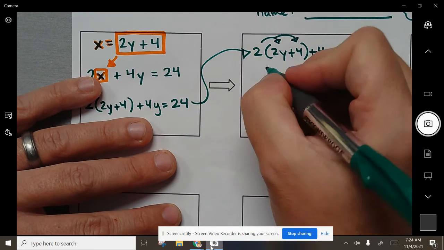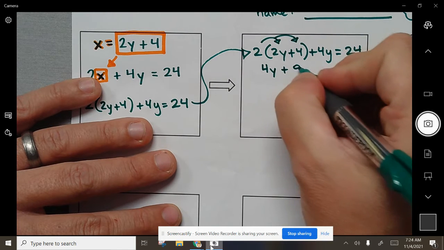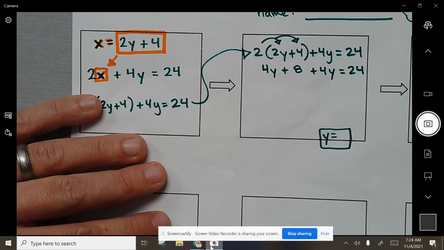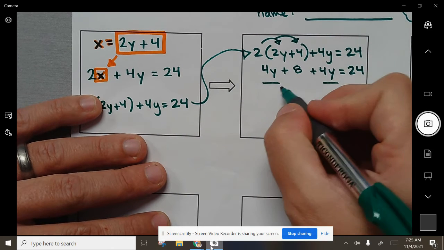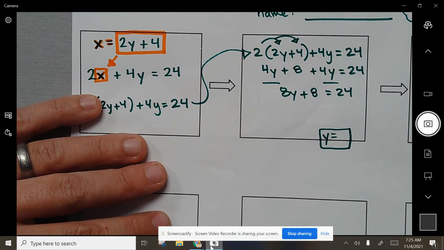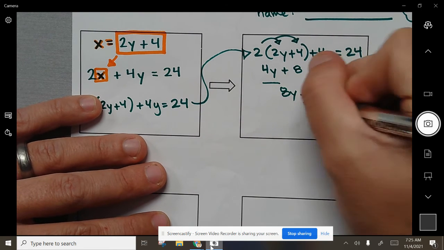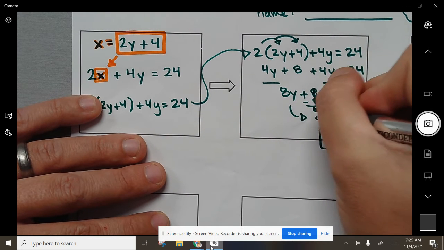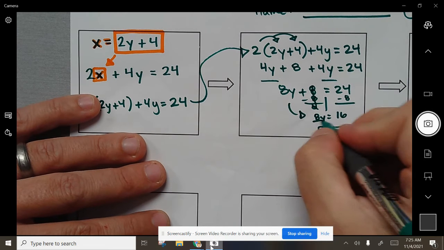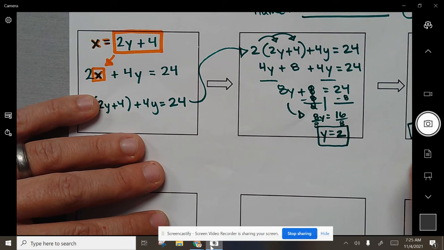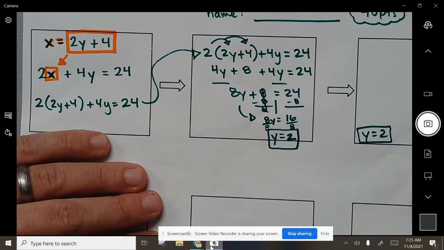All right. We're going to have 4y. So I distributed. No big deal. You guys are good. Like terms, you know the drill. 8y plus 8 equals 24. Then subtract 8 from both sides. There's a lot of 8's over there. 24 minus 8 is 16. 8y equals 16. Divide 8 into 16. y equals 2. All right. You got half the battle won. Half the battle's won. You know what y is.